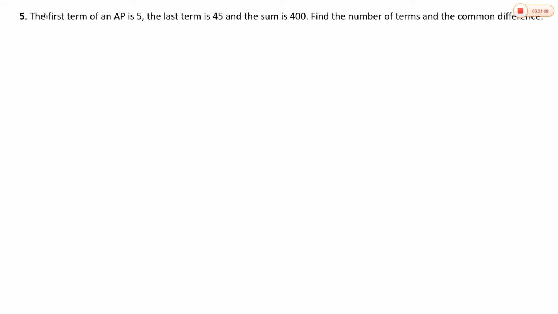Next problem. The first term of an AP is 5, the last term is 45 and the sum is 400. Find the number of terms and the common difference. It is given that first term A is 5, last term An is 45 and sum Sn is 400. You have to find the number of terms and also the common difference.